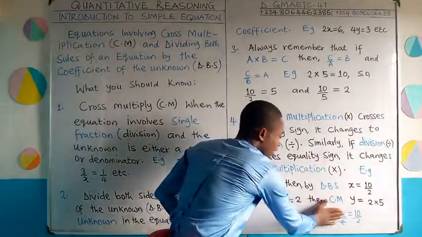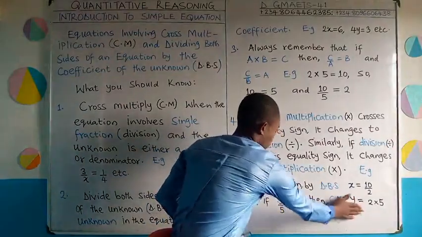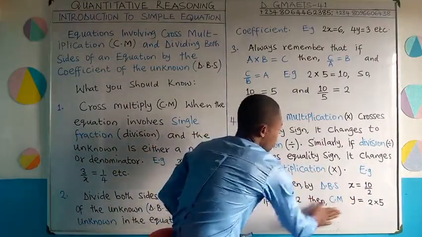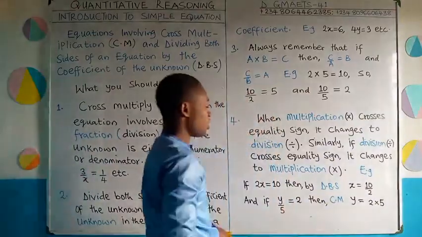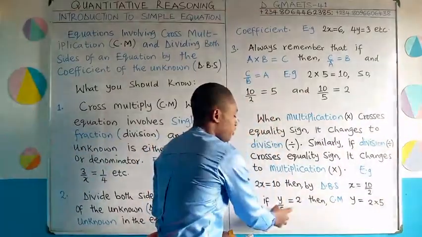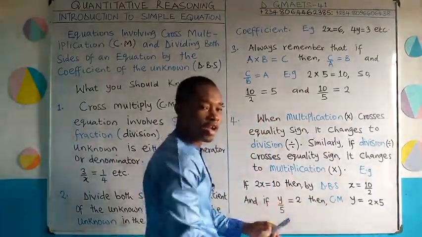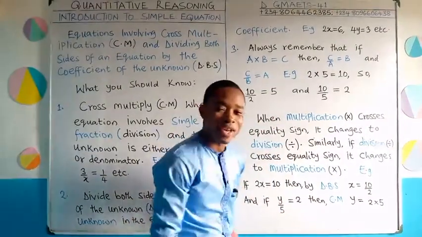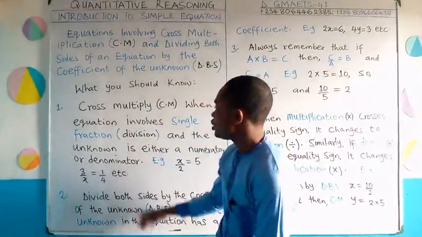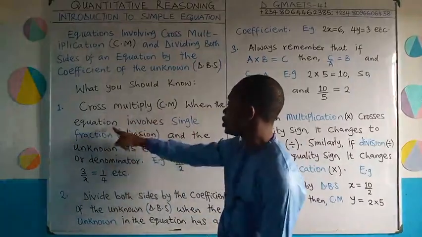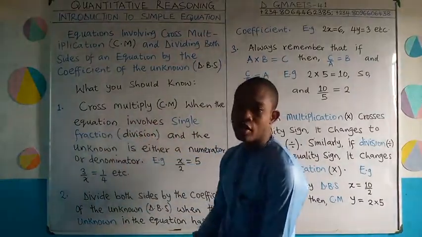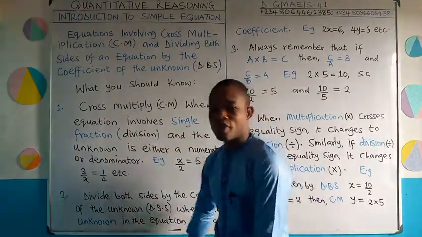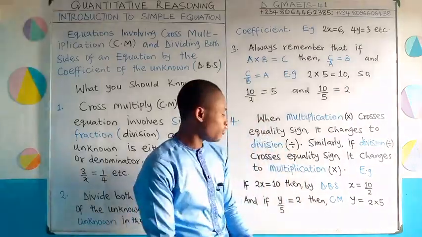Alright, let us move on to another example where we would need to do cross multiplication. How do we cross multiply? It's simple. Let us have this example, y over 5 equal to 2. Y over 5 equal to 2. As a quick one, let's go to point 1. Point 1 just said you should cross multiply when the equation involves what? Single fraction. Cross multiply when the equation involves a single fraction.